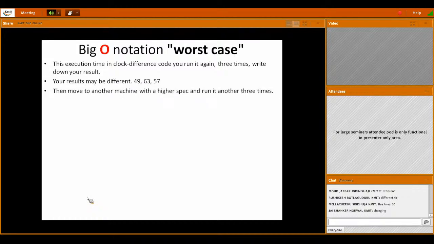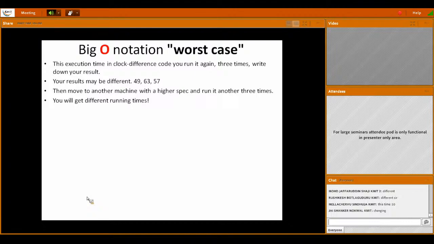For example, I ran on my machine, which is 64-bit Windows 10: first time 49, second time 63, third time 57, and so on and so forth. Then when I asked you to execute on your machines 3 times, you also started getting different times, right? So this is the fact.